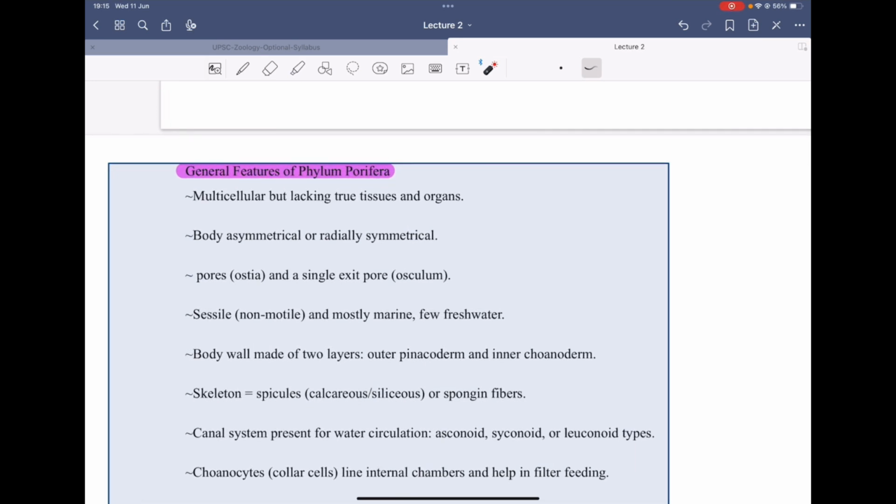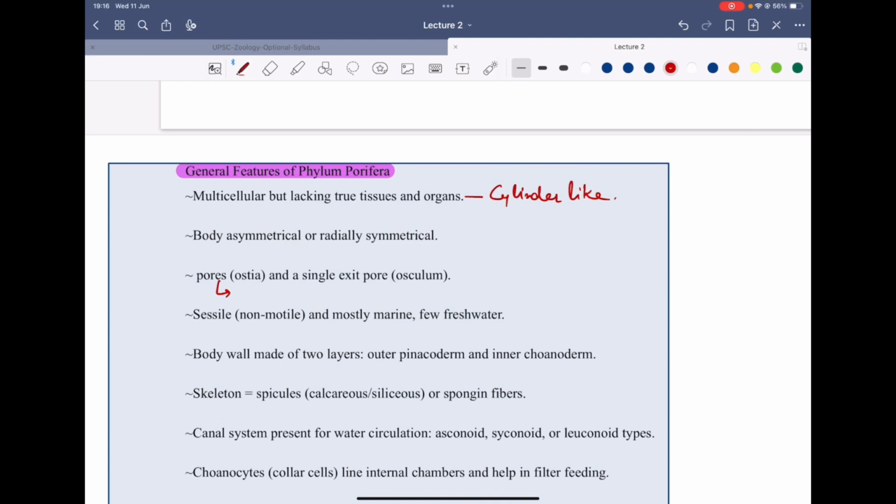The general features of phylum Porifera: these are multicellular, but they lack a true tissue or organ system. As we saw in the diagram, there were no true tissues or organs present. The body may be asymmetrical or radially symmetrical, and it is cylinder-like. The pores, that is ostia, and there is a single exit pore.